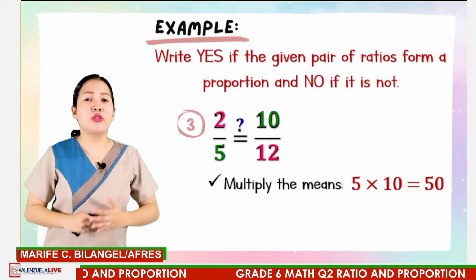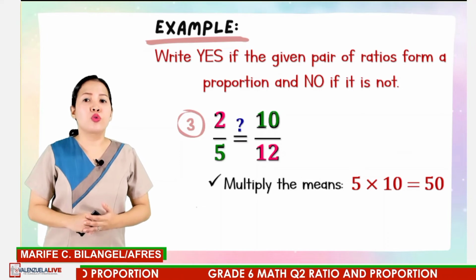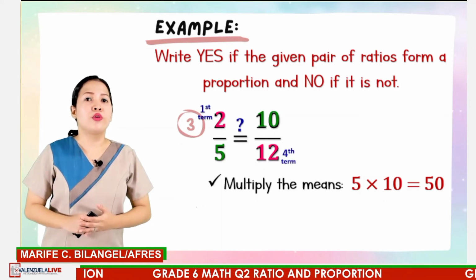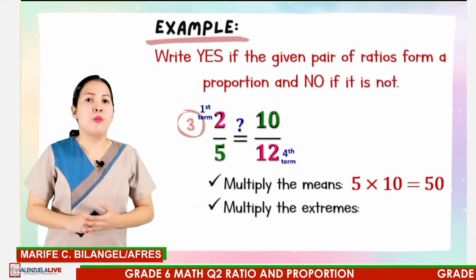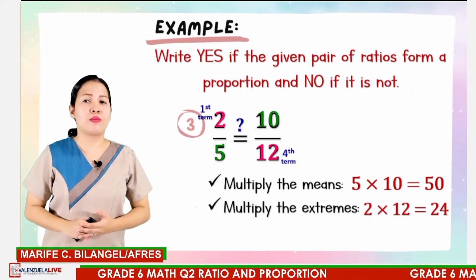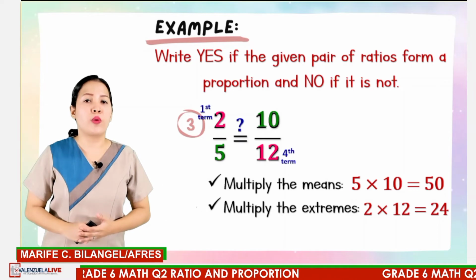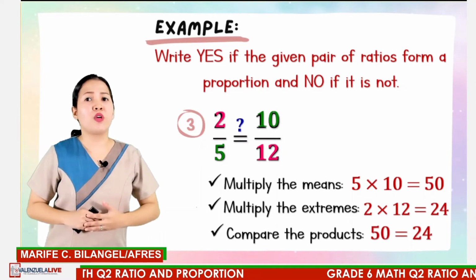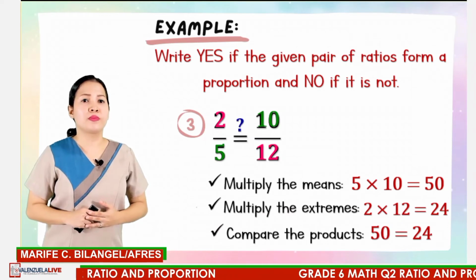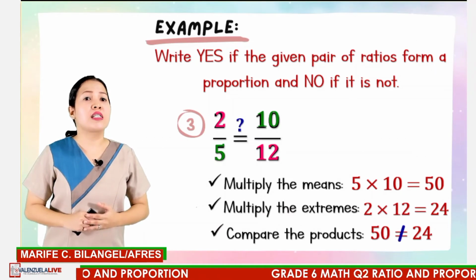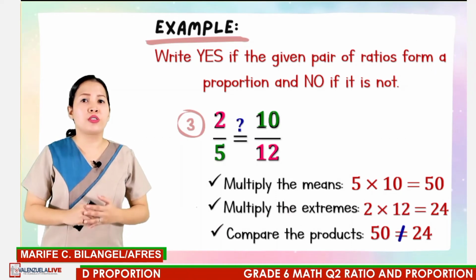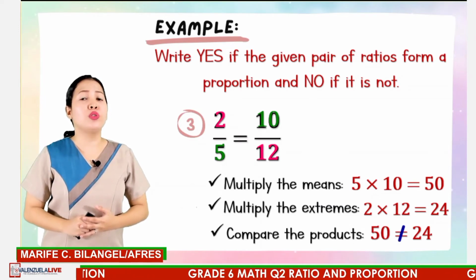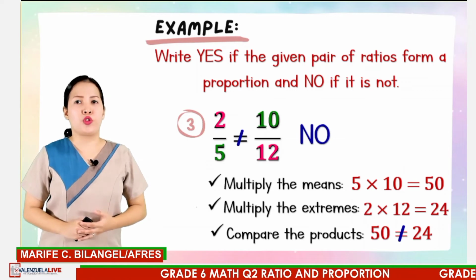Now let us multiply the extremes. 2 is our first term, and 12 is our fourth term. Multiply the extremes, 2 times 12, we have 24. Compare the products. Is 50 equal to 24? No, 50 is not equal to 24. Therefore, 2 fifths and 10 twelfths do not form a proportion.